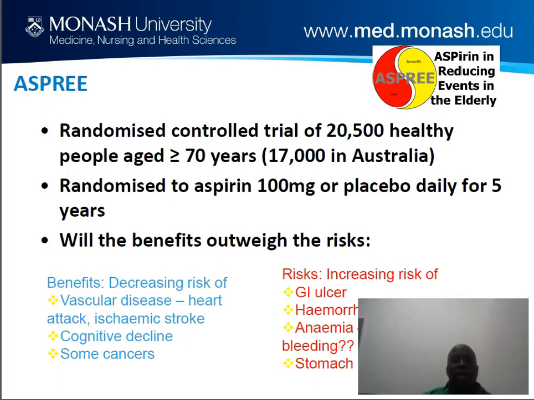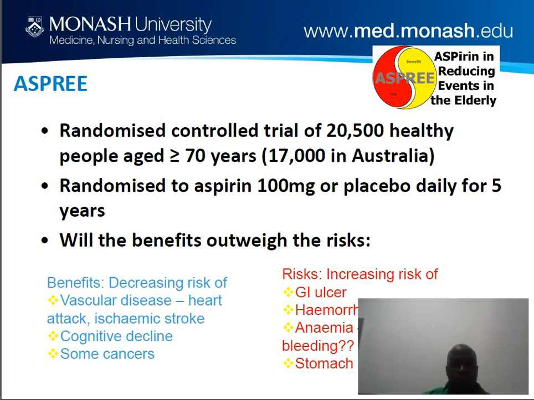Okay, let's look at another study called ASPREE, standing for aspirin in reducing events in the elderly. This is a randomized controlled trial of 20,500 healthy people aged more than 70 years. 17,000 of these actually came from Australia. They were randomized to aspirin 100 mg or placebo daily for 5 years. The question was, will the benefits of aspirin outweigh the risks?